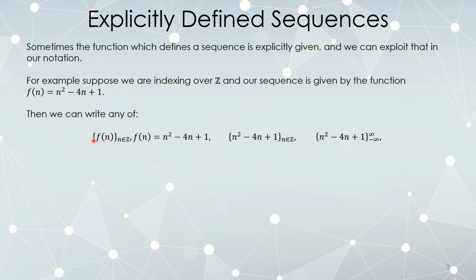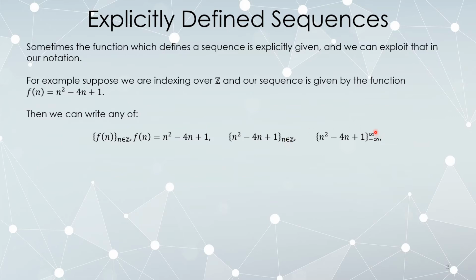Here we have f of n, where our indexing set is the integers, and we are being told that the function is given as follows. But you could take this, that f of n is n squared minus 4n plus 1, and just stick it inside these braces to get this notation right here. The sequence is given by n squared minus 4n plus 1, where n ranges over all the integers.